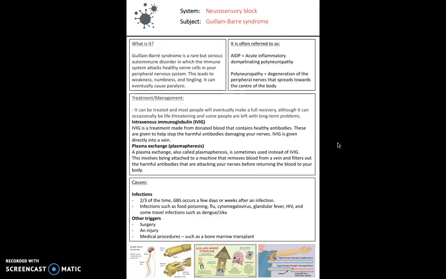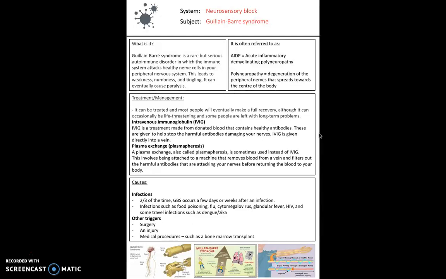In terms of treatment and management, most people will actually make a full recovery from this syndrome. However, it can occasionally be life-threatening. Long-term problems as well can also be caused by this condition. So intravenous immunoglobulin. This is a treatment from donated blood that contains healthy antibodies. And this is rather logical because this is a condition which involves the immune system, and therefore treating the patient with healthy antibodies is a really good step in terms of preventing that damage of the nerves.